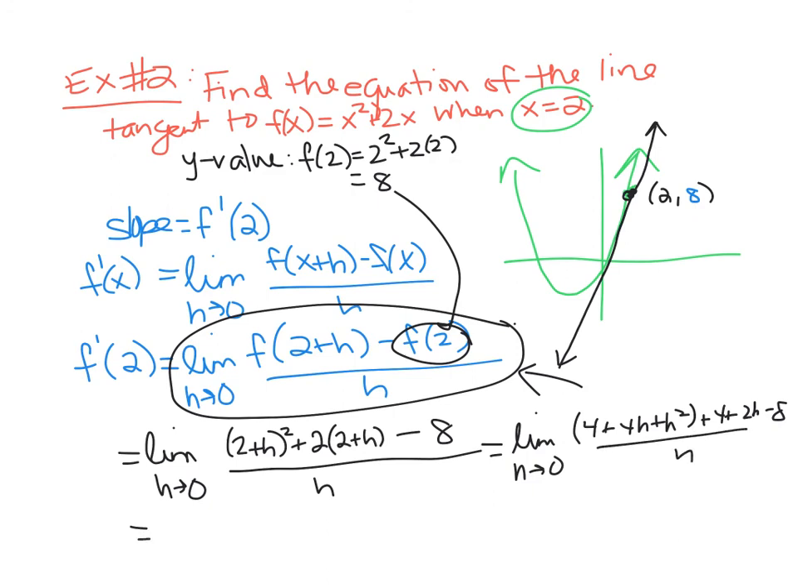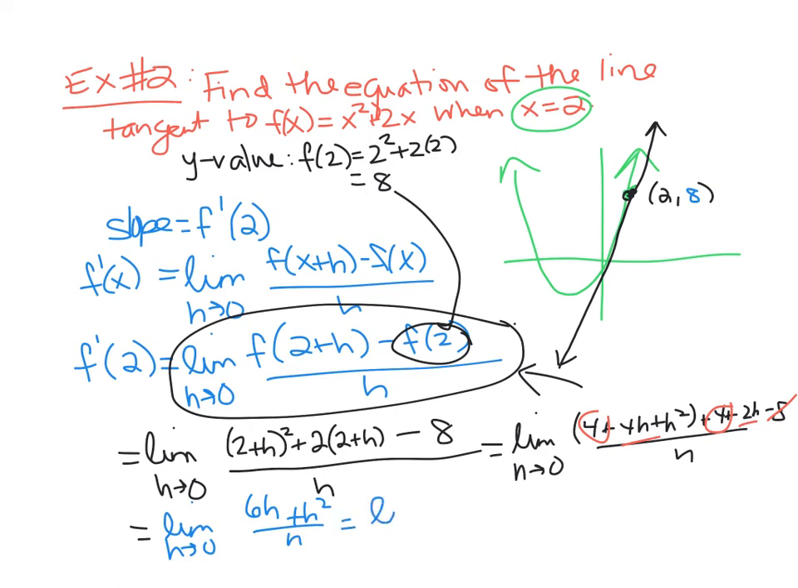So this is still looking pretty bad, but hopefully now you can see some stuff that cancels. Like the 4 plus 4, we know that's 8. That's going to cancel out with the minus 8. The 4h and the plus 2h are actually going to combine. So let's go ahead and do that. So that gives us 6h. And then we have a plus h squared. And this is all over h.